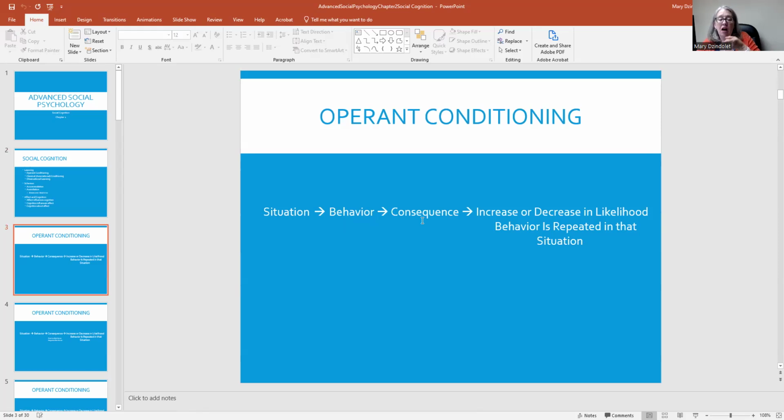And because that consequence is associated with the behavior, because that consequence follows the behavior, then that behavior is either going to be increased or decreased in that situation. The likelihood of that person emitting that behavior again in that situation will either be increased or decreased. So let's go through some examples.